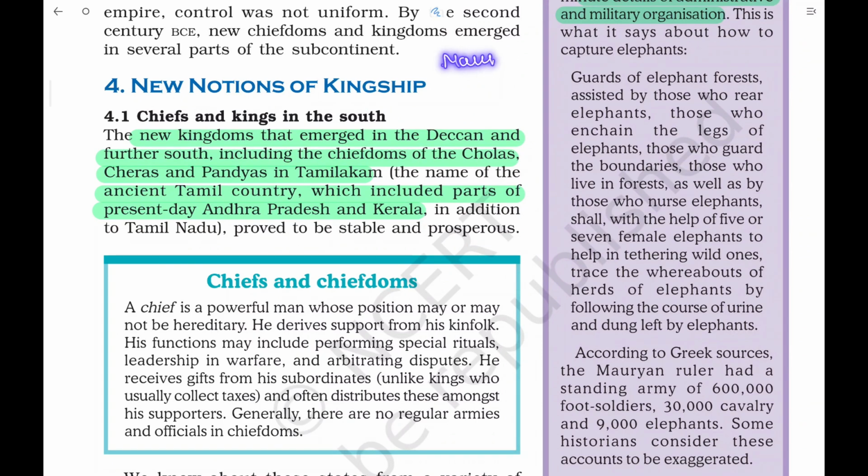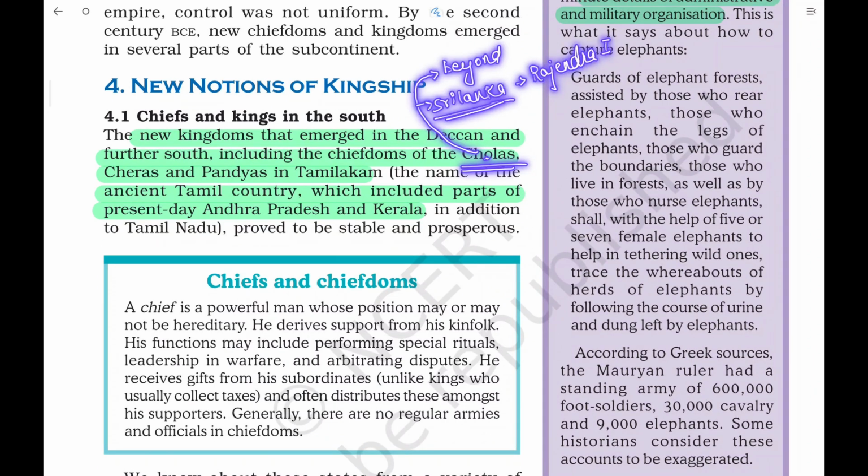Now we have seen some of the things of the Mauryan empire which are necessary, and now straight away we are moving to the south. The new kingdoms that emerged in the Deccan and further south, including the chiefdoms of the Cholas, Cheras, and Pandyas. So these were the southern kingdoms of Cholas, Cheras, and Pandyas, out of which the Chola empire also extended beyond the Indian boundaries, that is to Sri Lanka. Now the name of the Chola ruler who conquered Sri Lanka was Rajendra I.